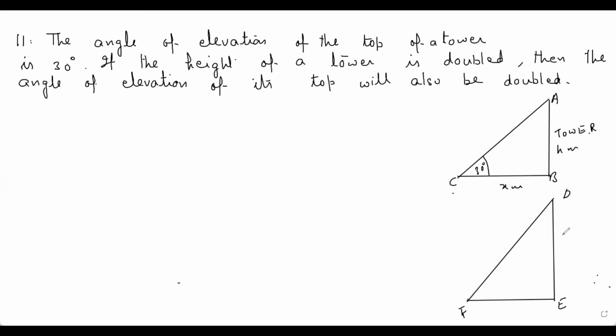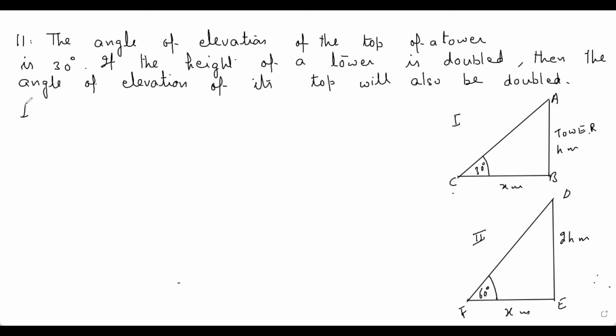Now let this height be 2h meter. And suppose this distance is the same, this is x meter. And suppose this angle is also doubled. Let this angle be 60 degrees. Now let this be the first case, let this be the second case.